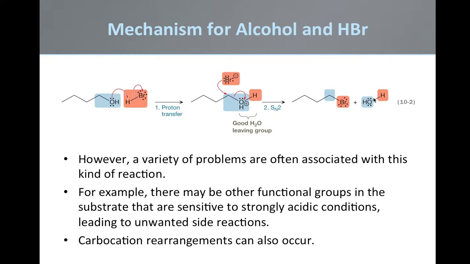And as this slide discusses, there are some issues associated with this methodology for converting the alcohol to the alkyl bromide. These are highly acidic conditions, and if you have other functionalities on the molecule that are sensitive to acidic conditions, this certainly will not work. It's also possible to have a rearrangement, however unlikely. And so a better way of actually converting this to the alkyl bromide needs to be examined.